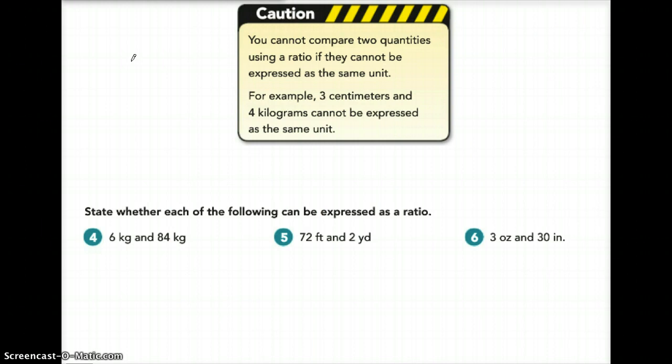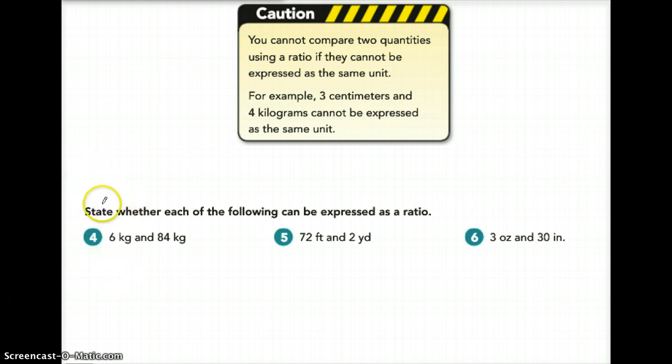And again, like I was saying in the last slide, you cannot compare two quantities using a ratio if they cannot be expressed as the same unit. So you can compare volumes, and you can compare time and time. You can compare weight versus weight. You cannot compare between volume and weight, or time and weight.